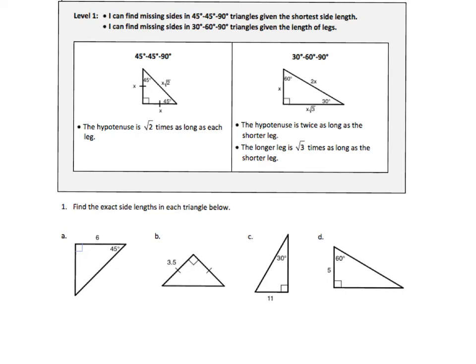Okay, in objective 7.3, we're going to talk about special right triangles. So remember in objective 1, we talked about right triangle trig. This is kind of an extension of that. There are two specific types of triangles that we call special because they will always follow the same pattern in terms of what their side lengths are compared to what their angle measurements are.